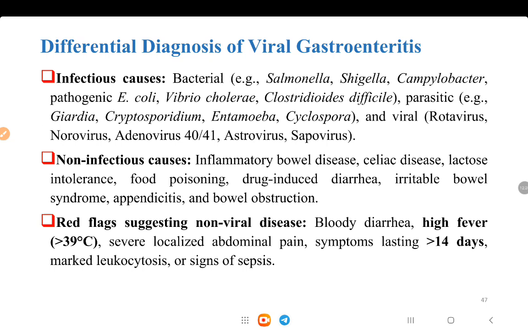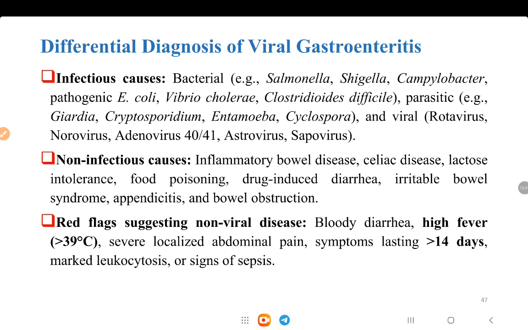Parasitic causes are Giardia, Cryptosporidium, Entamoeba, and Cyclospora. Viral causes are rota, noro, adeno, astro, and sapovirus. All these microorganisms can cause gastroenteritis. We need to do a diagnosis to differentiate which type of microorganism causes the infection.